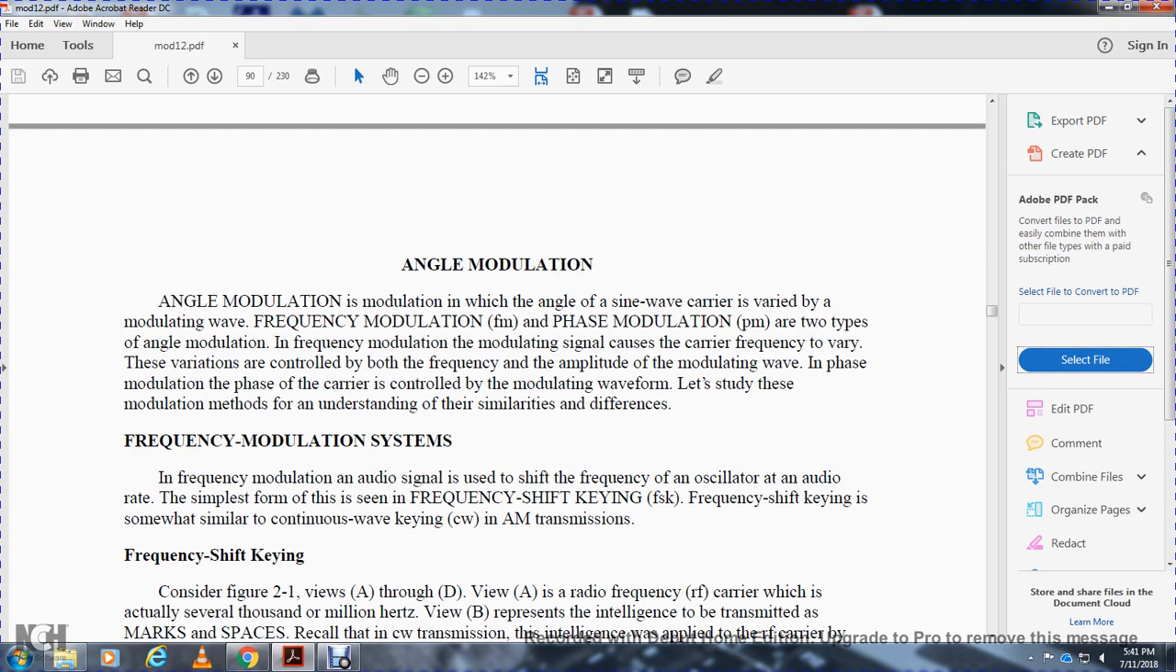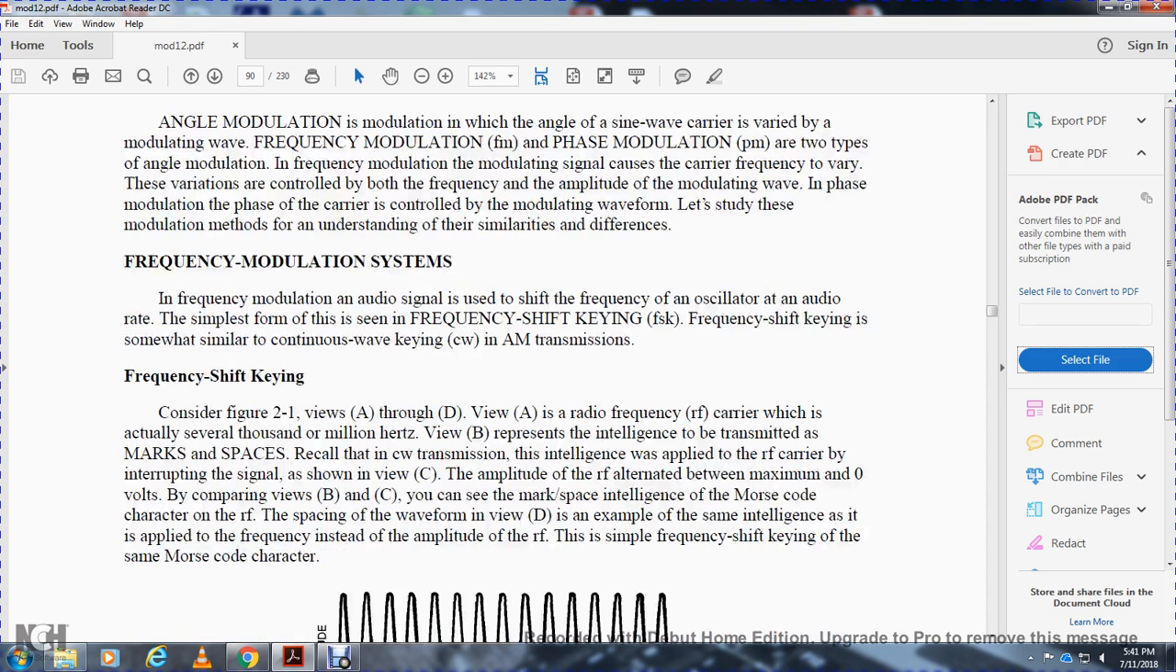A frequency modulation audio signal achieves a shift of the frequency of the oscillator at an audio rate. The simplest form of this is frequency shift keying. Frequency shift keying is somewhat similar to continuous wave keying in AM transmission. Consider figure 2-1, views A through D. View A is the radio frequency carrier, which is several thousand or million hertz. View B represents the intelligence to be transmitted, with marks and spaces.